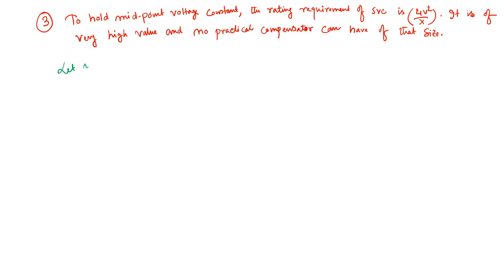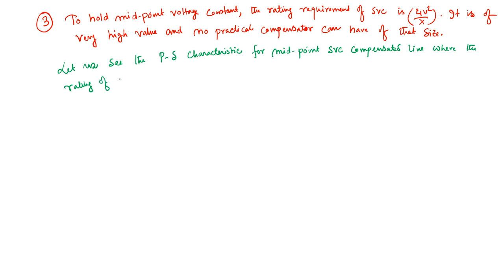So let us see the P-delta characteristic for a midpoint SVC compensated line, where the rating of the SVC is limited to a practically feasible value. Okay. So, this is what we need to check.